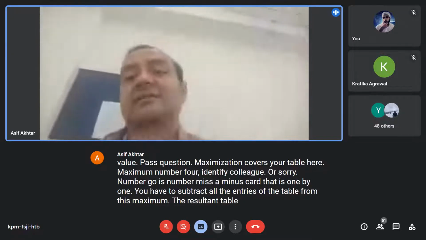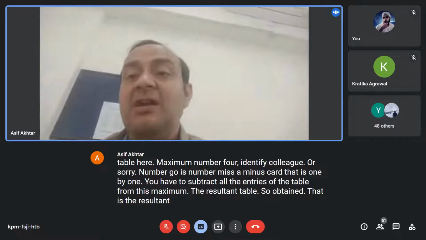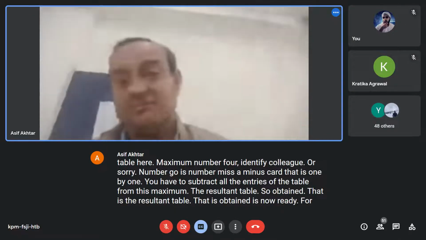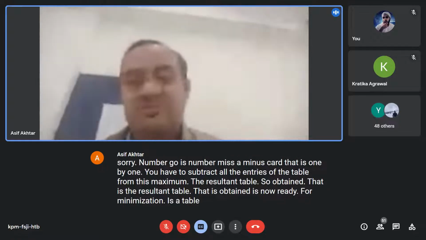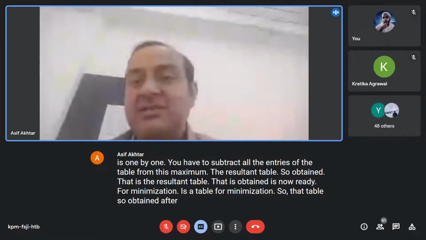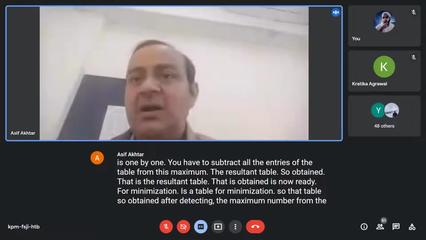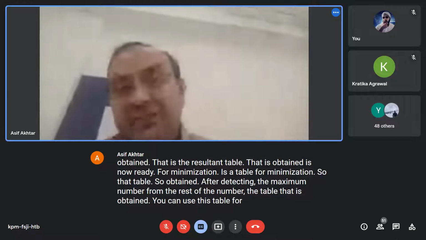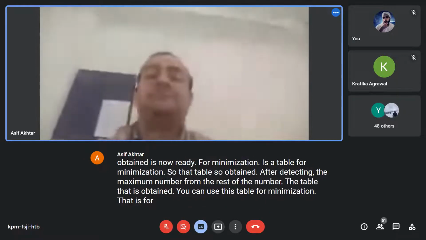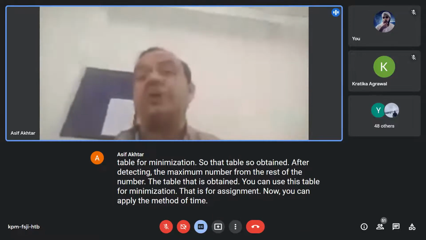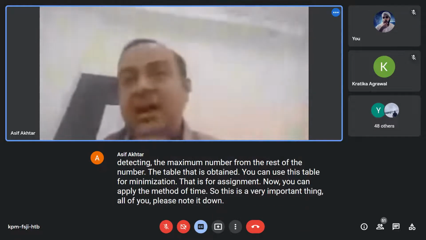The resultant table so obtained, after deducting the maximum number from the rest of the numbers, is now ready for minimization. You can use this table for minimization, that is, for assignment. Now you can apply the method of assignment. So this is a very important thing. All of you please note it down.